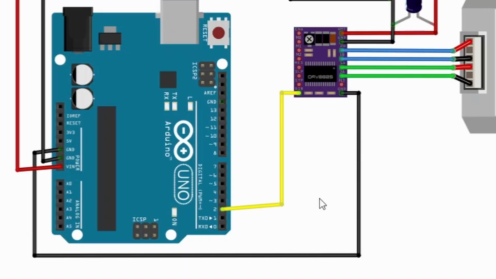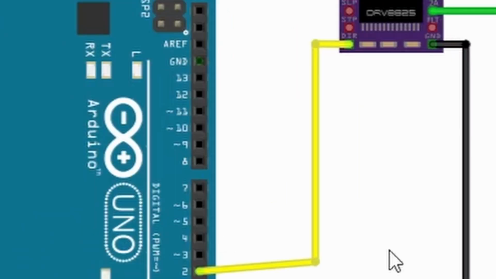So what if you want to move in smaller increments than 1.8 degrees? Well, that's when microstepping comes in. I'm going to be connecting the step pin to IO pin number 3 on the Arduino UNO.